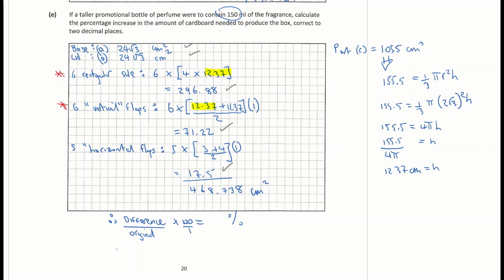So my difference is going to be 468.738, subtract my answer from part D, which is 349.64, divide that by the original area, again, the answer from part D, and I multiply that by 100 over 1, which is giving me 34.06%. So that's the percentage difference in the areas from the old and new.